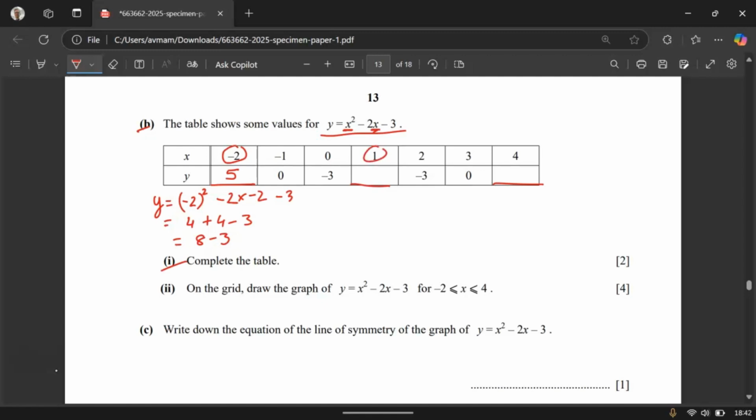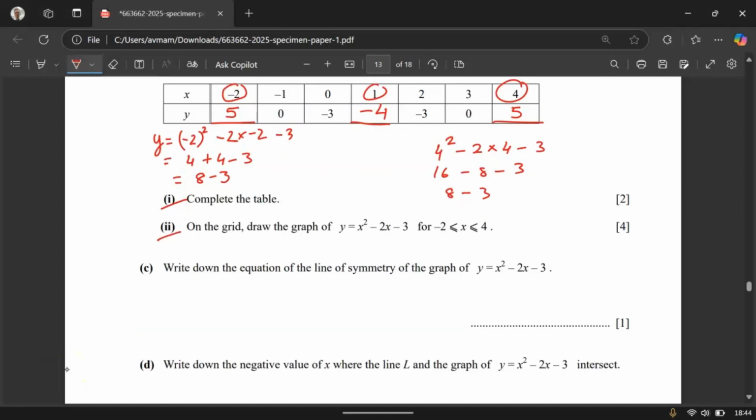Now when x is 1, so let me quickly write 1 minus 2 minus 3, and that is the same as 1 minus 5, and that's going to give us minus 4. And the third one, when x is 4, that's going to give us 4 squared minus 2 times 4 minus 3, that's 16 minus 8 minus 3, that's 8 minus 3, and the value of y is 5. Let's go to question number 2.